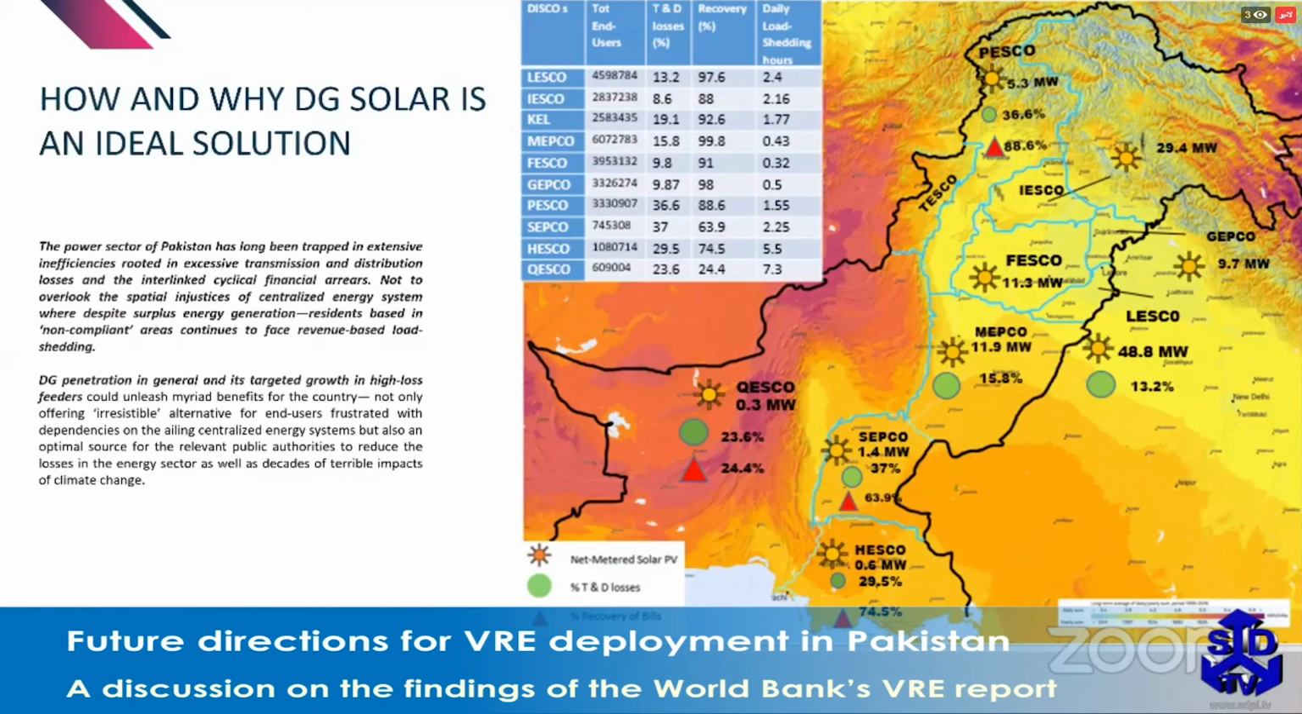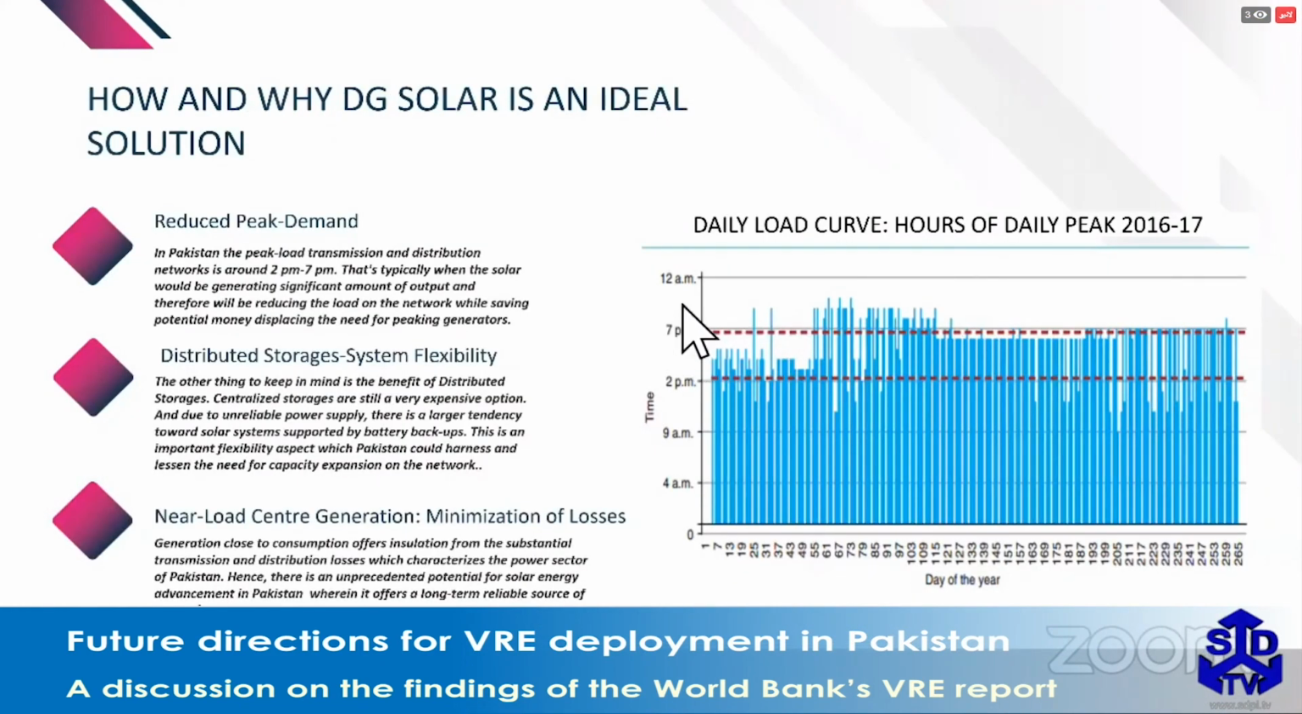So if you could, Mustafa, move to the next slide. And then again, it has some other inherent favorable characteristics which align with the case situation of Pakistan. For instance, our peak hours of electricity consumption range from 2 p.m. to 7 p.m. This is exactly when the solar would be generating a significant amount of output and will be reducing the load on the network while saving potential money, displacing the need for peaking generators.